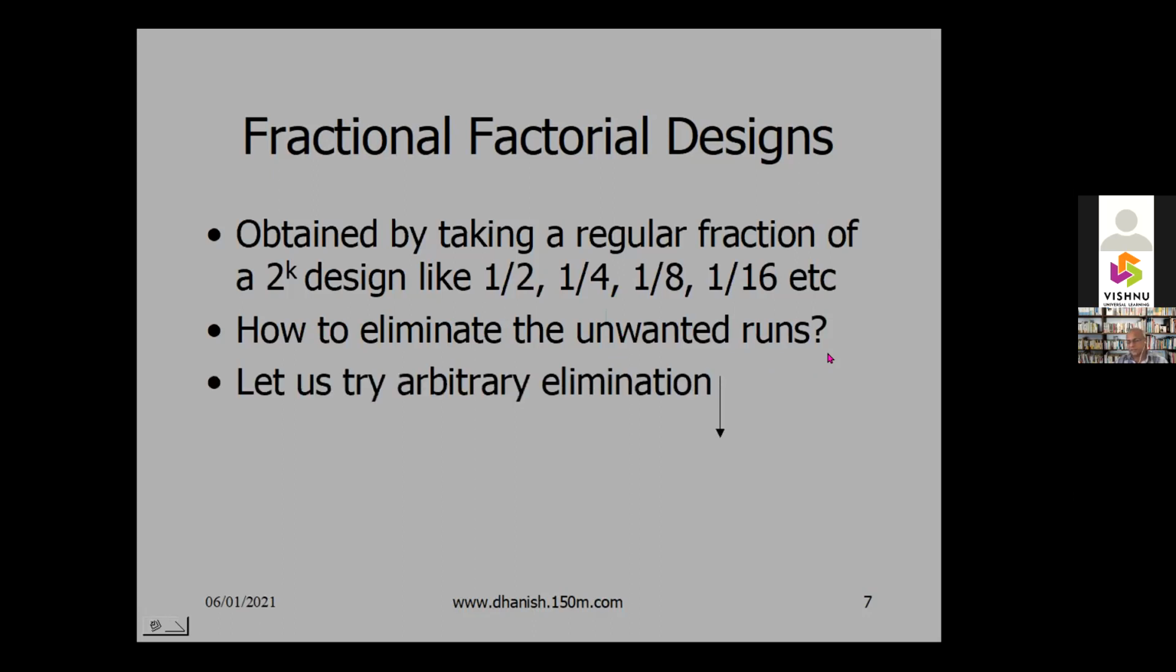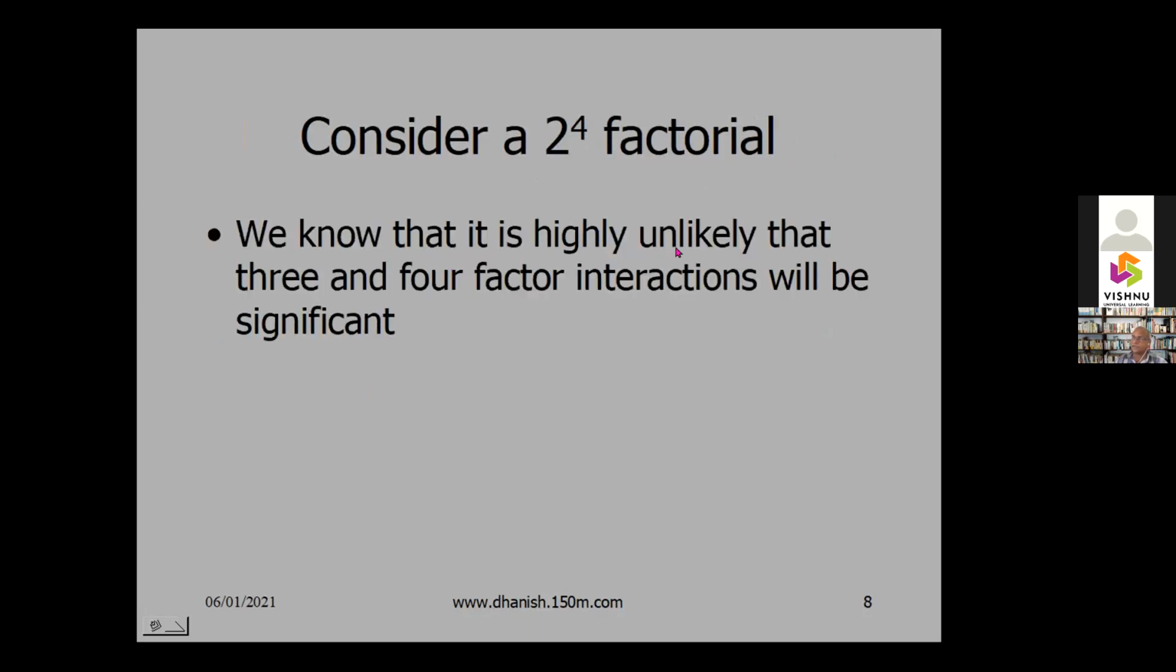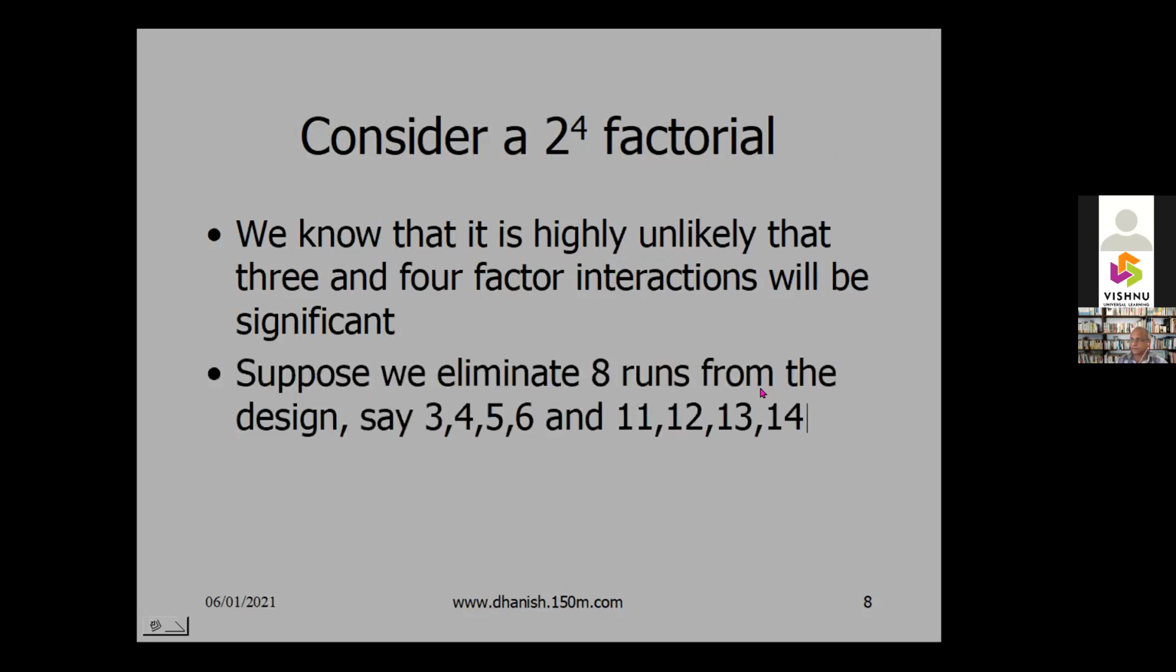Let us try arbitrary elimination. You simply eliminate some runs. Then what will happen? Let us see. Consider the 2 raised to 4 factorial, which means 4 factors, each at 2 levels. We know that it is highly unlikely that 3 and 4 factor interactions will be significant. So we can eliminate maybe half these runs. Suppose we eliminate 8 runs from the design, say 3, 4, 5, 6 and 11, 12, 13, 14.